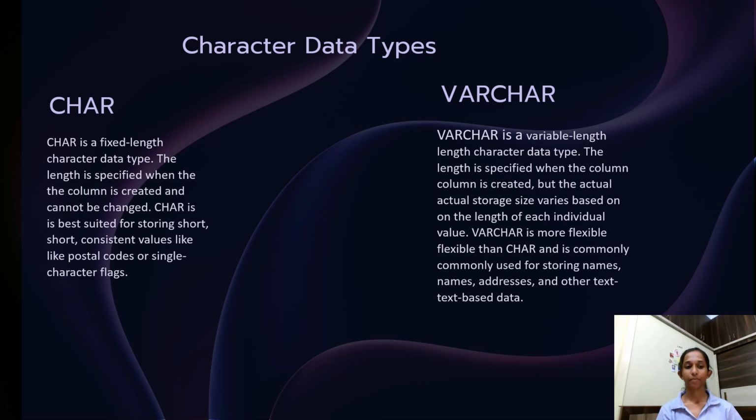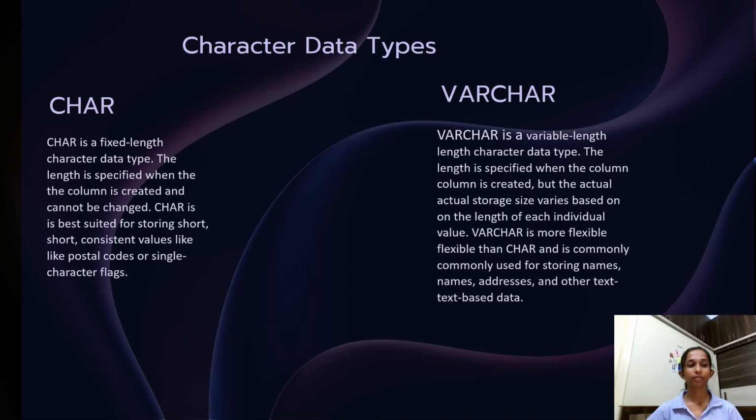Next comes character data types. It includes char and varchar. Char is a fixed length character data type. The length is specified when the column is created and cannot be changed. Char is best suited for storing short, consistent values like postal codes or single character flags. Varchar is a variable length character data type. The length is specified when the column is created, but the actual storage size varies based on the length of each individual value. Varchar is more flexible than char and is commonly used for storing names, addresses, and other text-based information.